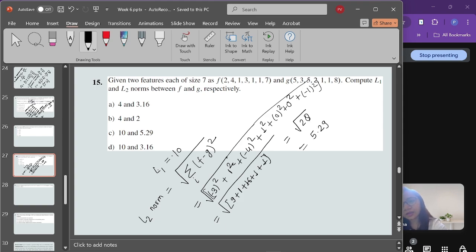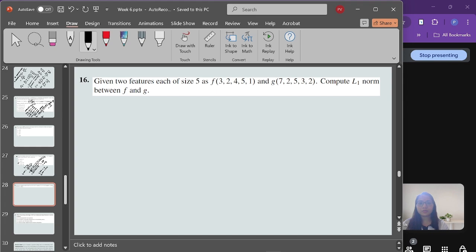Here the L1 norm we have calculated, we have got 10, and the L2 norm we have calculated is 5.29. So that makes option C the correct answer for this question. I hope you have understood. Now moving to the next question.